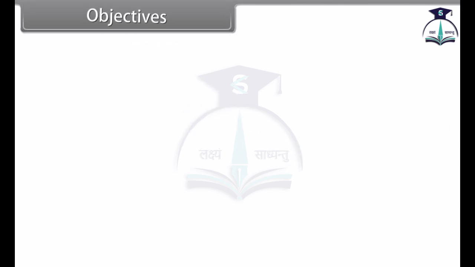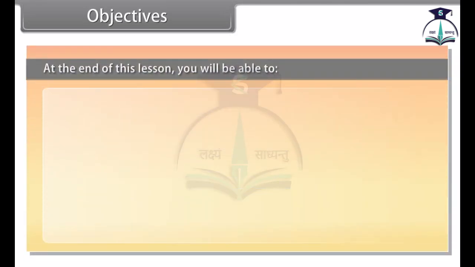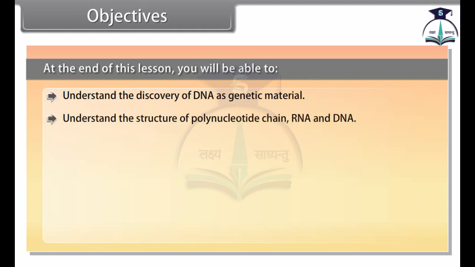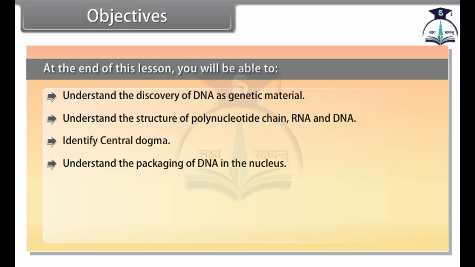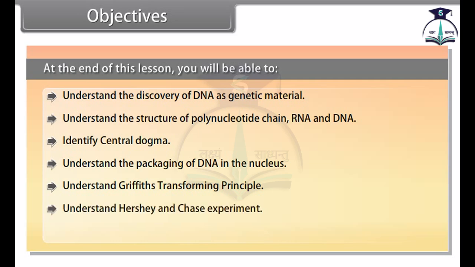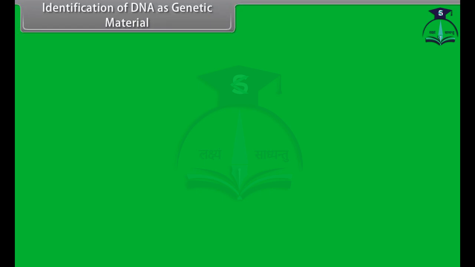Objectives. At the end of this lesson, you'll be able to understand the discovery of DNA as genetic material, understand the structure of polynucleotide chain, RNA and DNA, identify central dogma, understand the packaging of DNA in the nucleus, understand Griffith's transforming principle, understand Hershey and Chase experiment, identify the differences between DNA and RNA, and identification of DNA as genetic material.